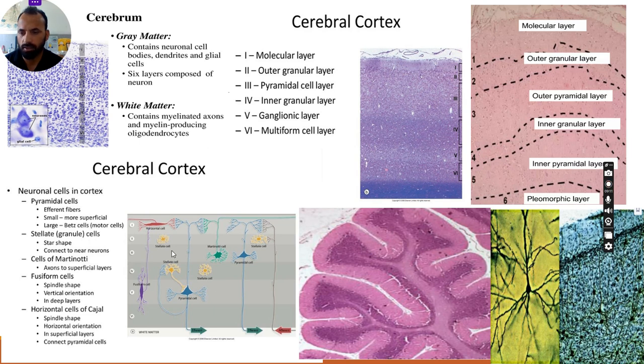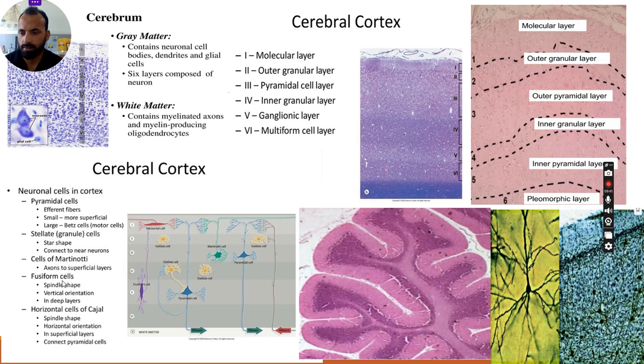So this is a star shaped satellite cell. They are basically connected to the nearby neurons. Then you have the cells of Martinotti, with axons going to the superficial layers. The axon of this cell will be in the superficial layer. You see here the axon will go towards layer first, even though the cell body is present in the layer third.